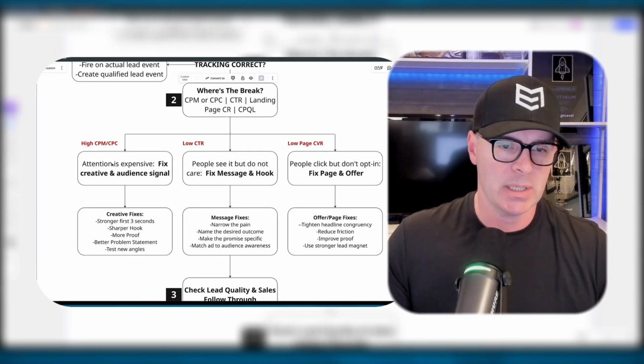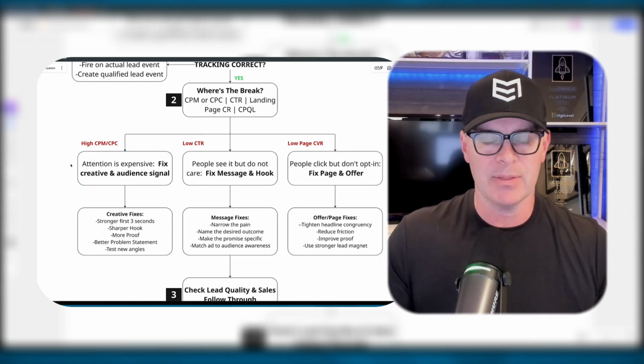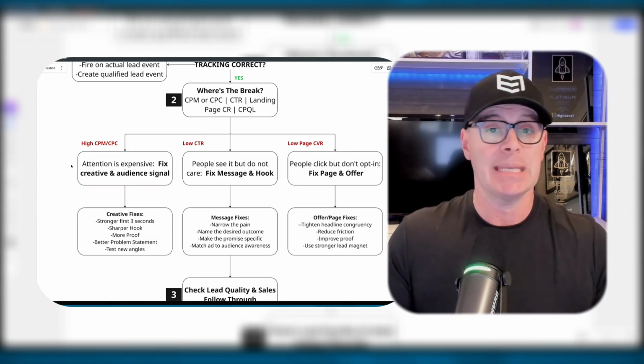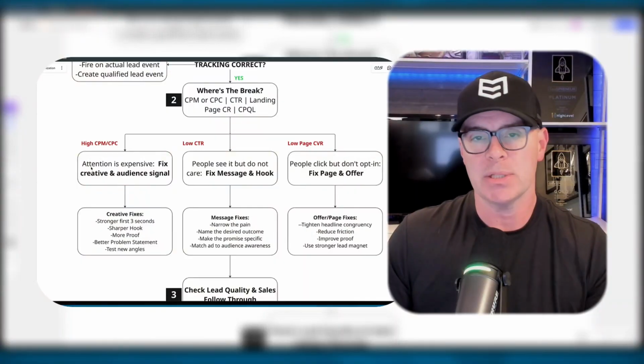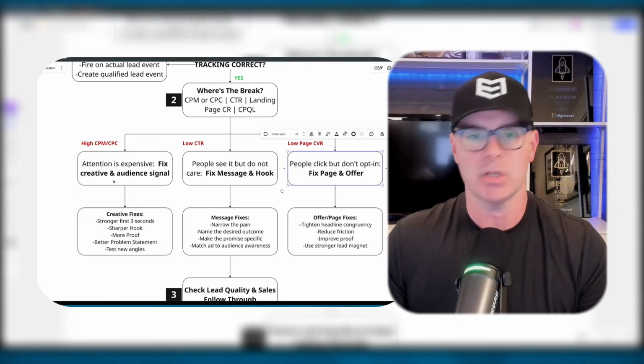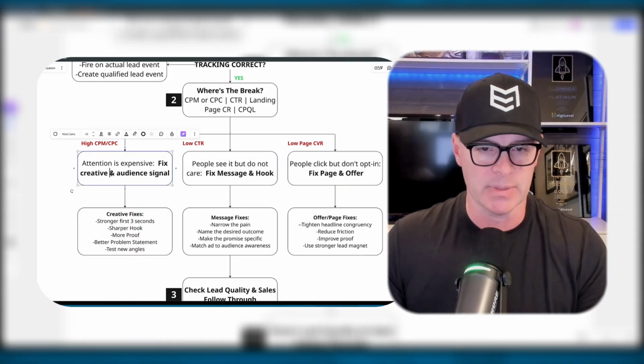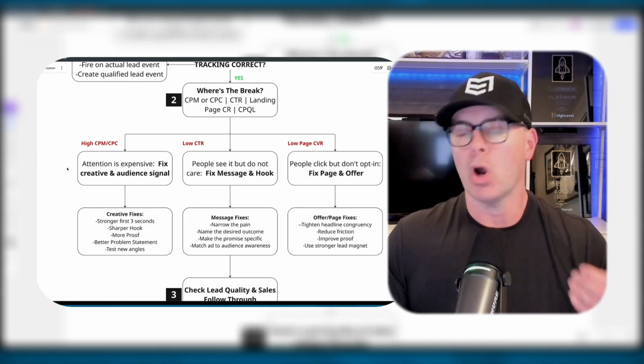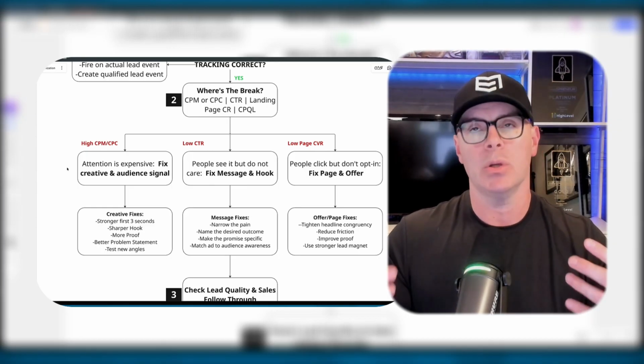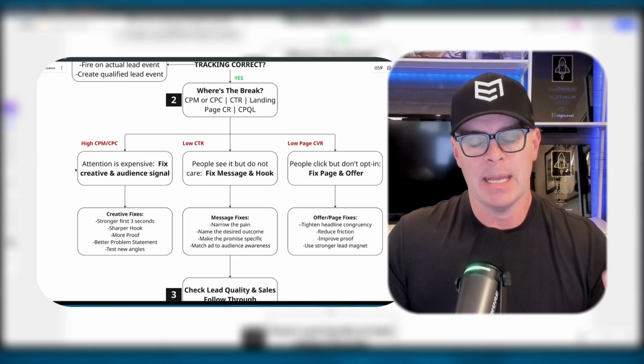So the least important is your high CPM, cost per click. These aren't as important because, again, if you're getting sales and you're getting people to book calls, you could have a really high CPM. But there are some things that you want to try to do across the board here to try to lower and optimize all of these. So a CPM is going to tell you, are you connecting with your audience, or are you getting people's attention, right? And attention is expensive.